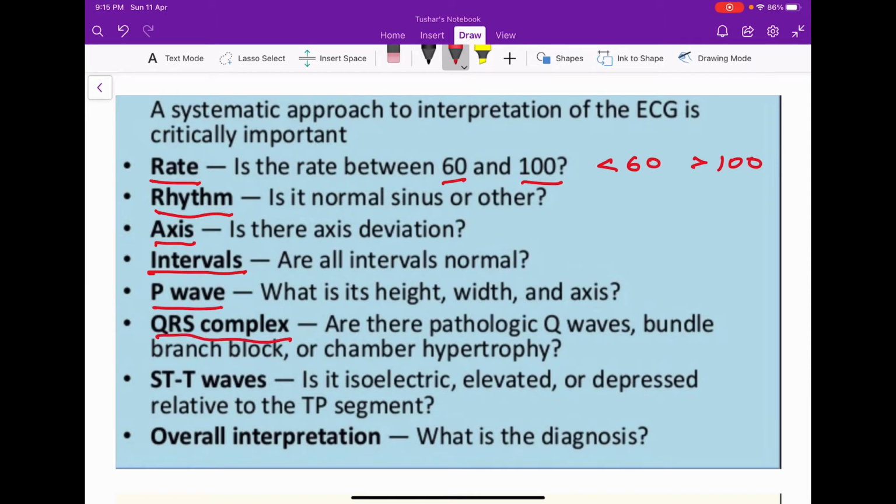QRS complex. Are there any pathologic Q waves, bundle branch blocks, or chamber hypertrophy? STT waves. Is it isoelectric? Is the ST segment elevated or depressed relative to the TP segment? And after reading the whole ECG, what is your overall interpretation?